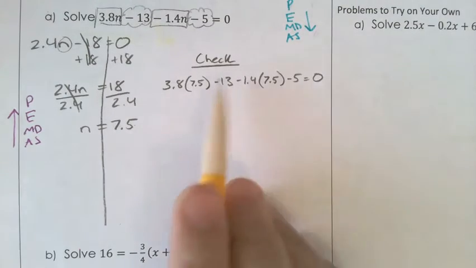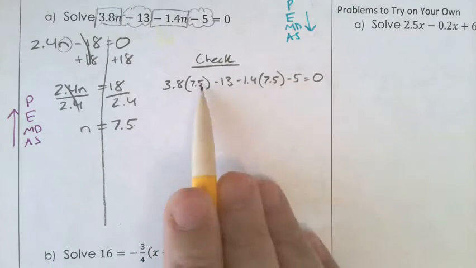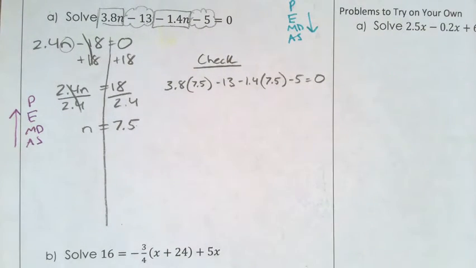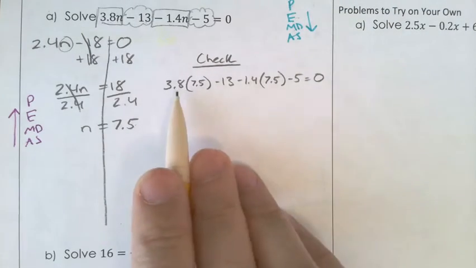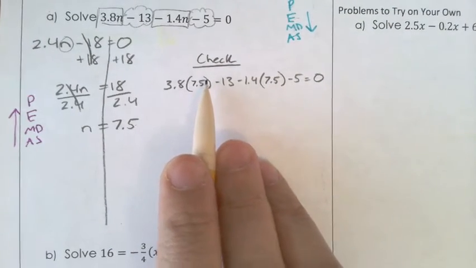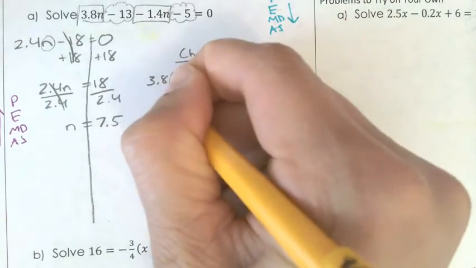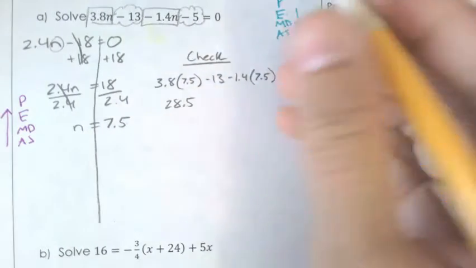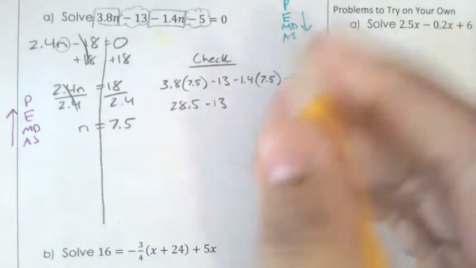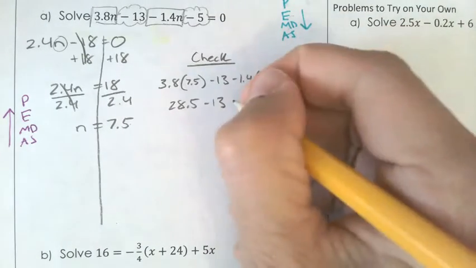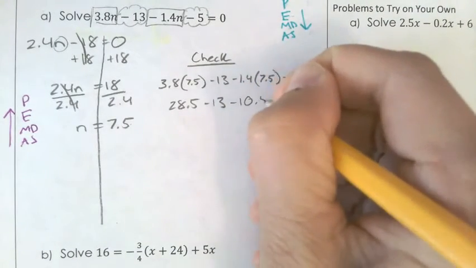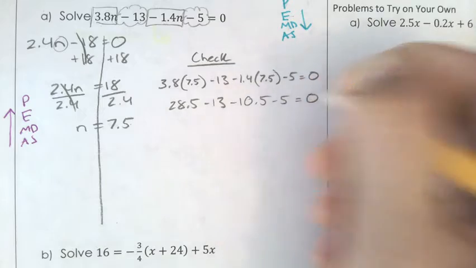So first, parentheses. Those are just one number, so we can't simplify that any further. No exponents. We do have multiplication, though. So 3.8 multiplied by 7.5, that's going to come out to 28.5. Again, you can use your calculator. Minus 13. Negative 1.4 multiplied by 7.5 is going to come out to negative 10.5, minus 5 equals 0.